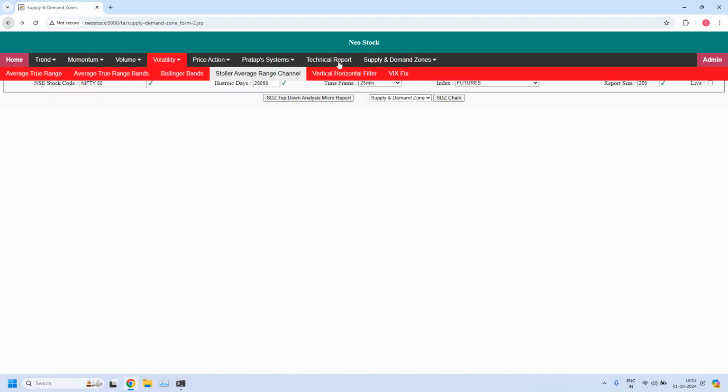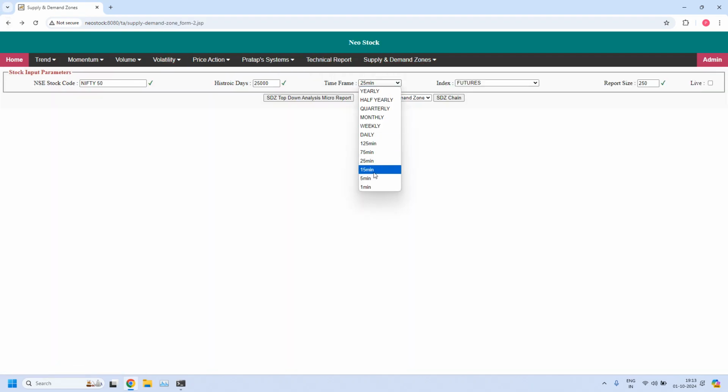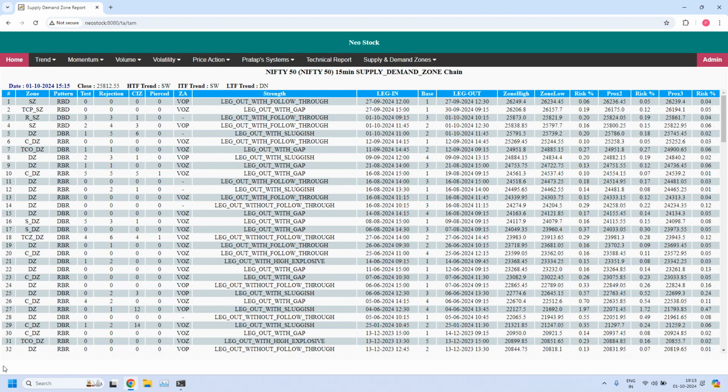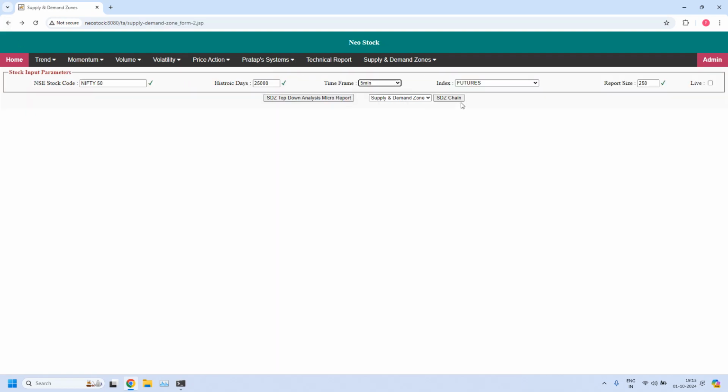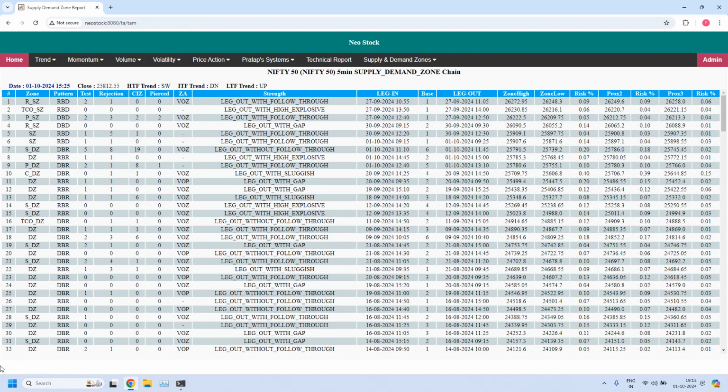The next time frame is 15 minutes. I am generating 15 minute supply demand zone chain for NIFTY. The next time frame is 5 minutes, generating 5 minute supply demand zone chain for NIFTY. So this is about NIFTY supply demand zone chain.